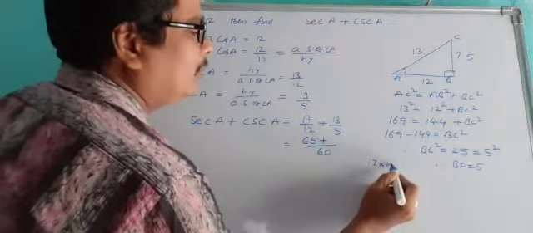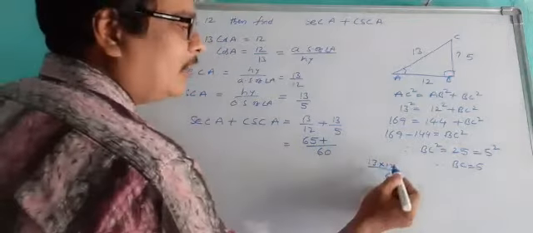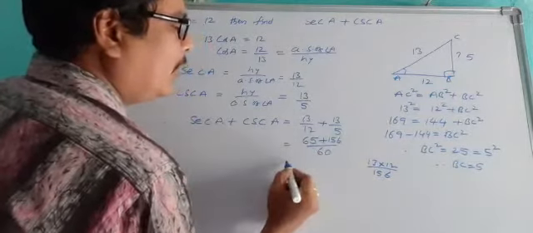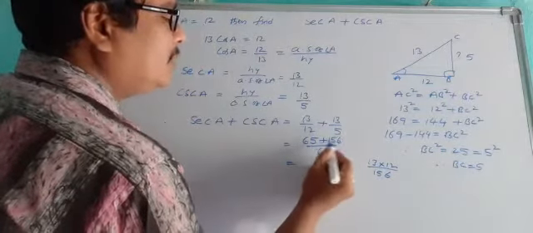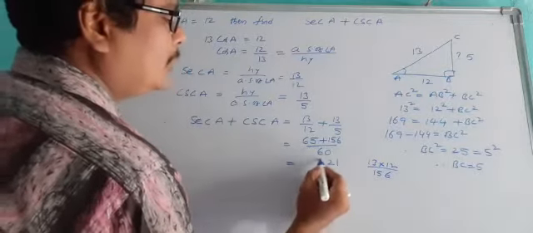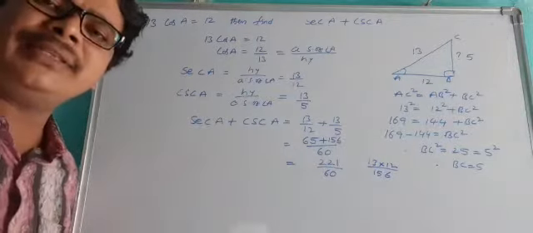So 12 into 13: 12 times 3 is 36, 12 times 1 is 12 plus 3, 15, so 156. Okay, now you add them. 65 plus 156 is 221. So 221 by 60 is the answer.